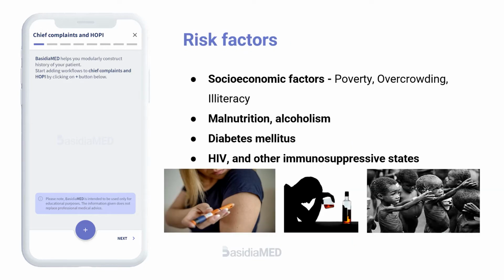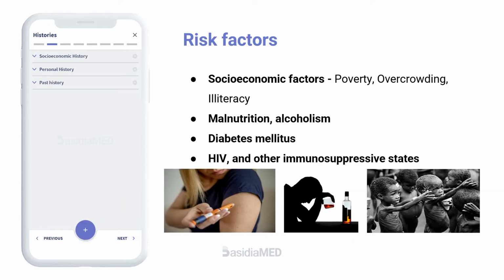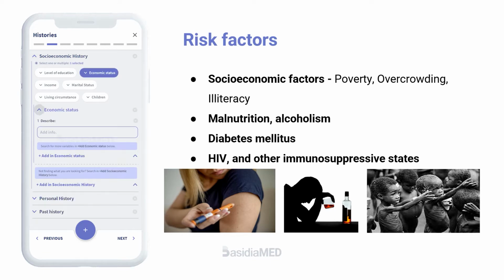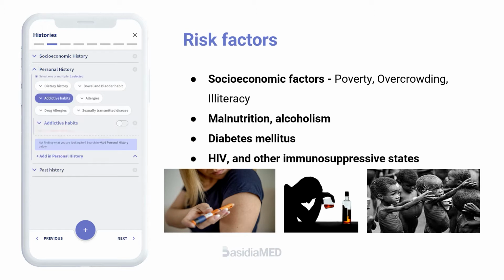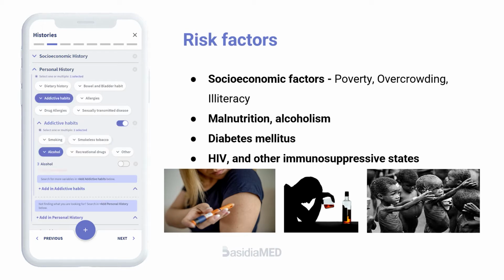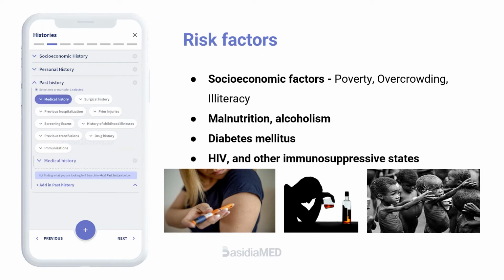Risk factors. Socioeconomic factors, such as poverty, overcrowding, and illiteracy, as well as conditions including malnutrition, alcoholism, diabetes mellitus, HIV, and other immunosuppressive states, increase the risk.